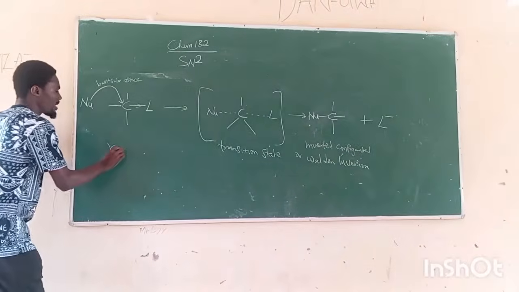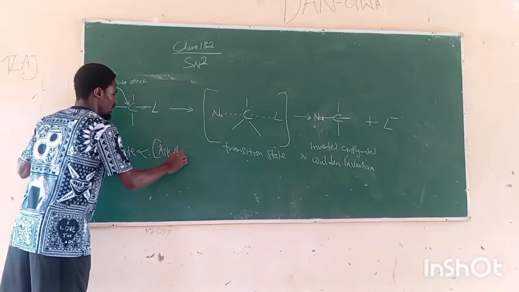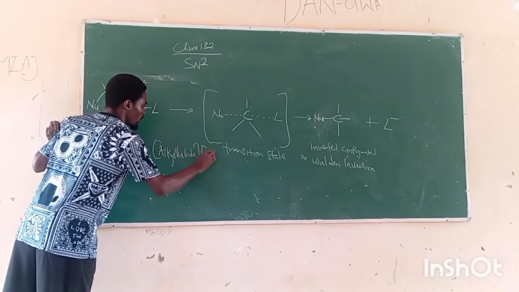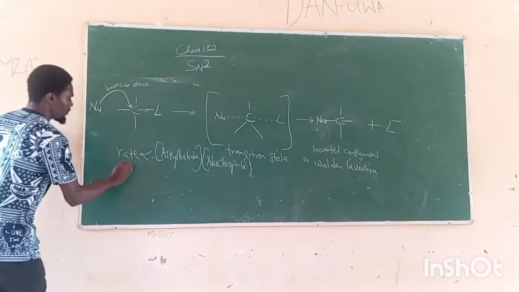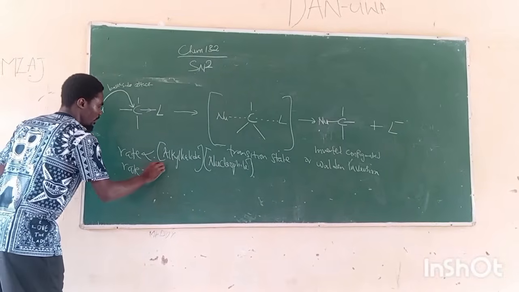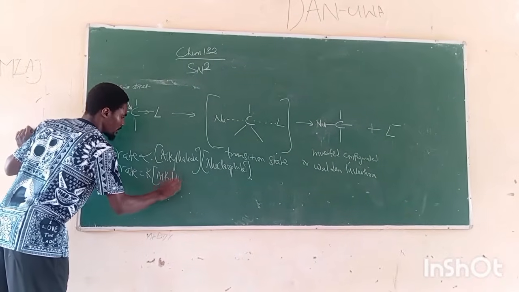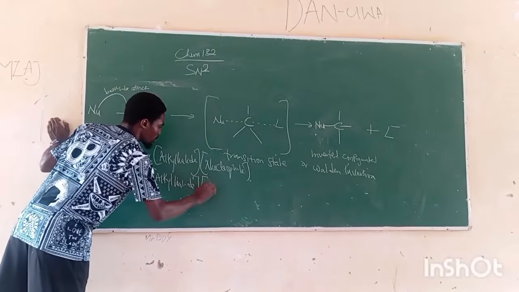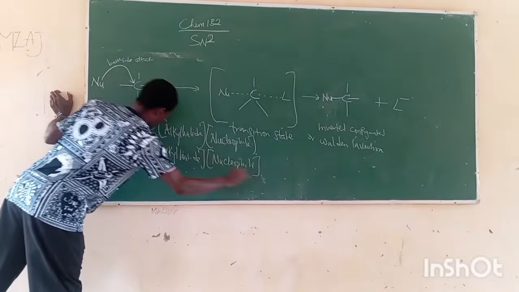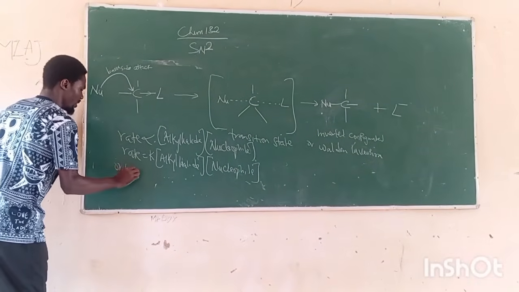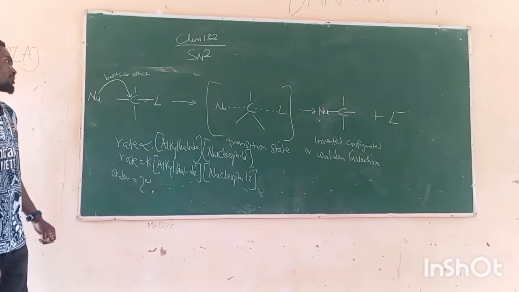So what does it tell us? That the rate of this reaction is directly proportional to the concentration of our alkyl halide, our substrate, and the concentration of the nucleophile. Therefore, the rate of the reaction is equal to the rate constant, multiplied by the concentration of the alkyl halide, multiplied by the concentration of the nucleophile. This is the rate of the reaction. And therefore, the order of the reaction is second order.